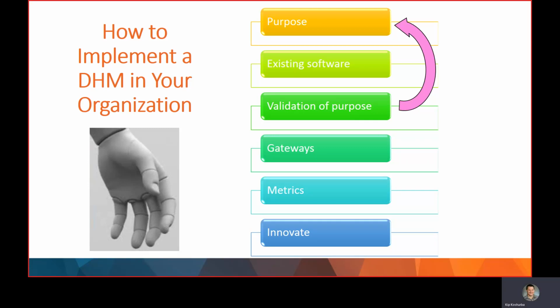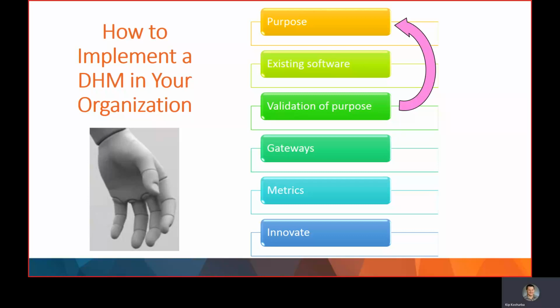Okay, now that you are convinced that it's worth it, how should you implement digital human modeling? First, establish your purpose. What problem are you looking to solve with digital human modeling? Is it fit, reach, clearance, strength? How about product design or manufacturing? What aspects of your business would be served best by taking advantage of the benefits that digital human modeling offers?